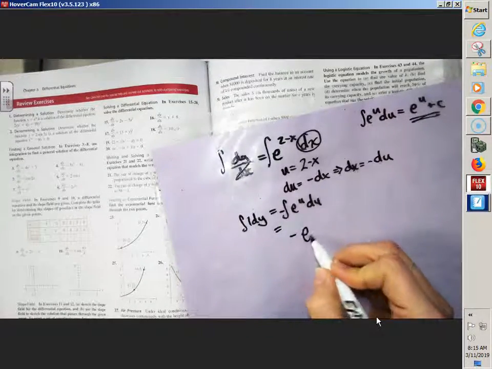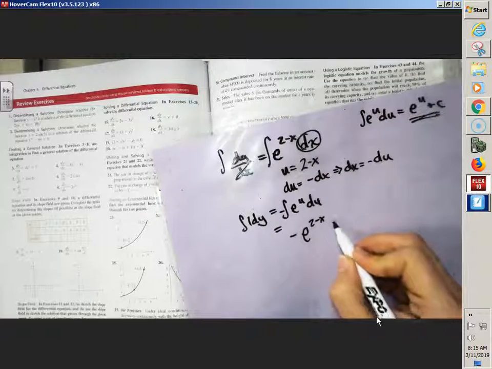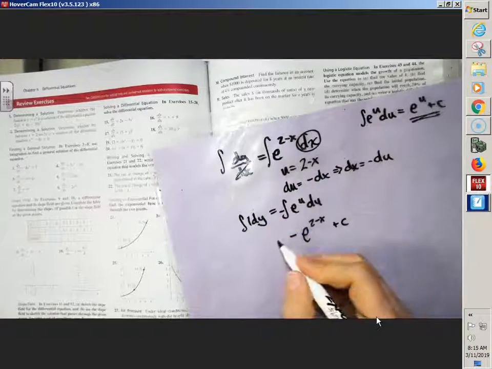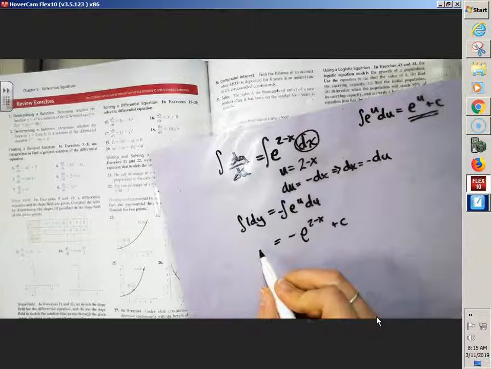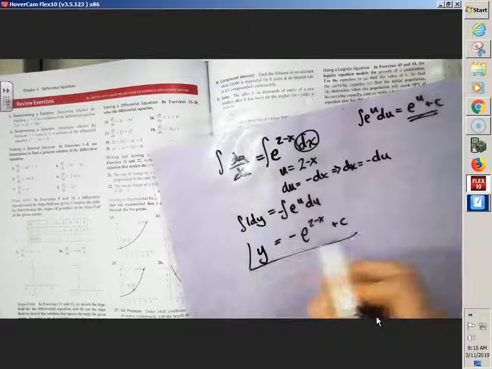Perfect. So is it okay if I go e to the, with a negative in front, plus c, and what's the integral of dy, or the integral of 1 dy? Do I need to do anything else? And the answer is no.